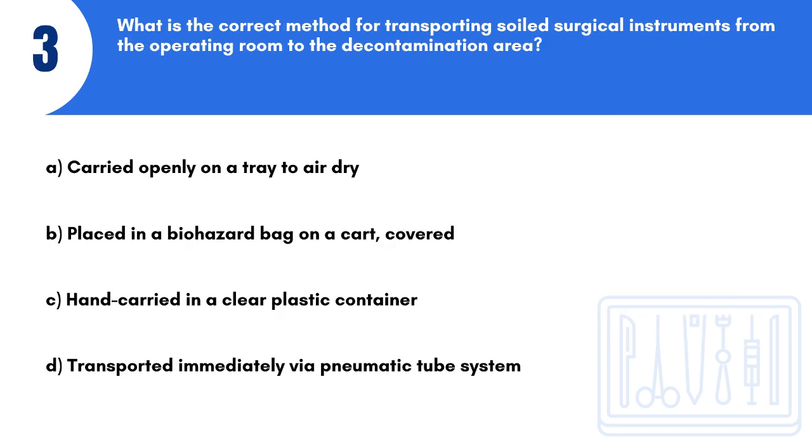Question 3. What is the correct method for transporting soiled surgical instruments from the operating room to the decontamination area? A. Carried openly on a tray to air dry. B. Placed in a biohazard bag on a cart, covered. C. Hand carried in a clear plastic container. D. Transported immediately via pneumatic tube system.